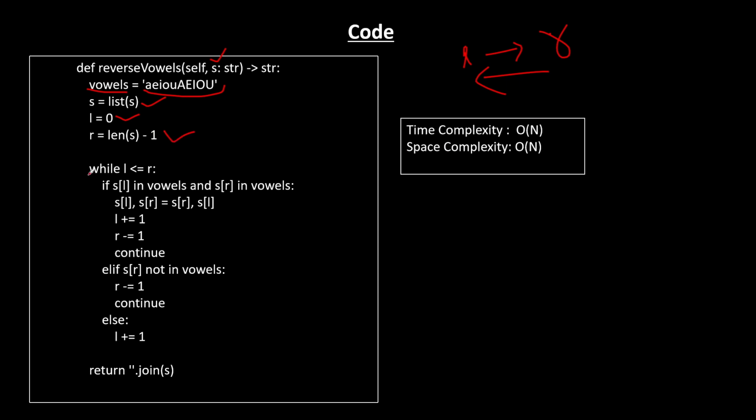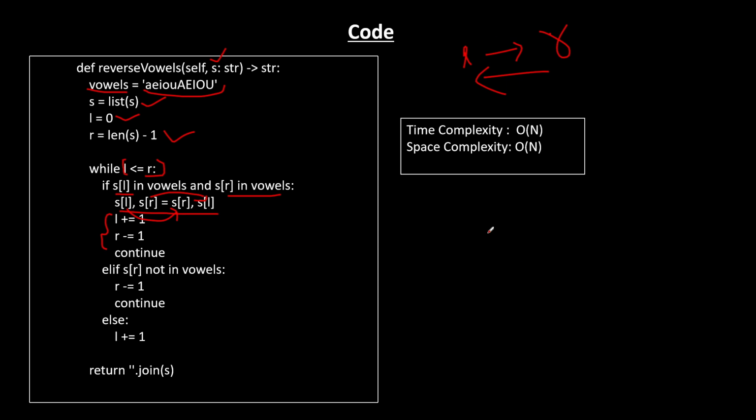Now, what the code is doing here is that until and unless L is smaller or equal to R, until and unless they don't cross. If S of L is a vowel and S of R is also a vowel, pretty good. We swap them. S of L goes here and S of R goes here, right? And we increase L plus 1 and R minus 1.